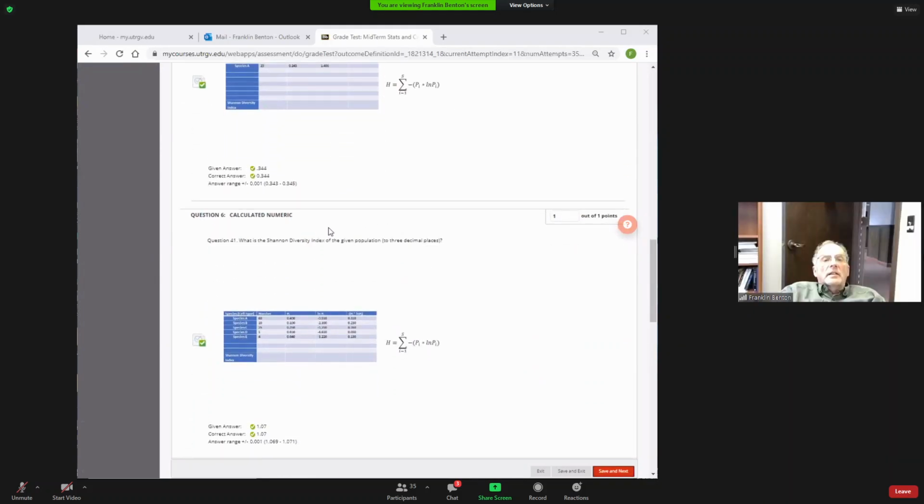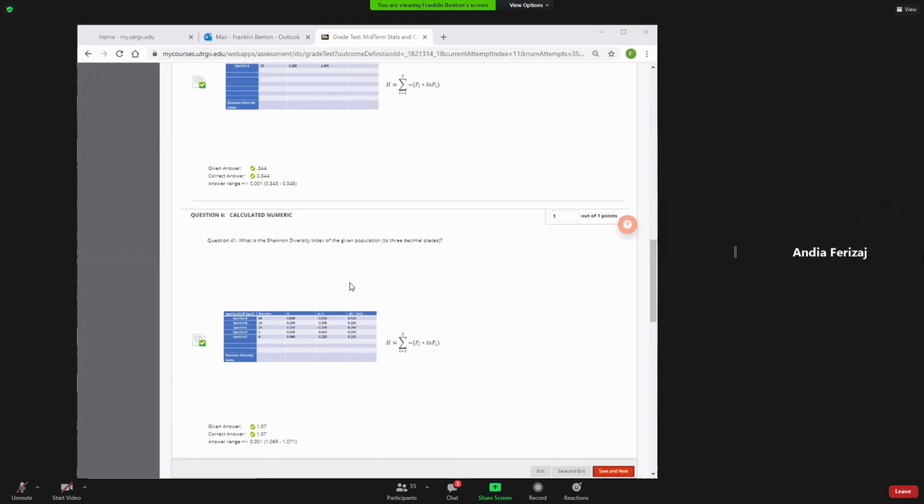What is the Shannon diversity index in a given population to 3 decimal points? Well, remember, I didn't cover Shannon diversity index, so everyone gets credit for question 6. So that takes you up to, what is it, 12 points? Yes, sir. Thank you.